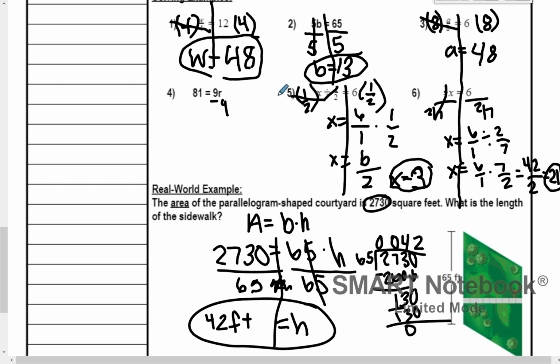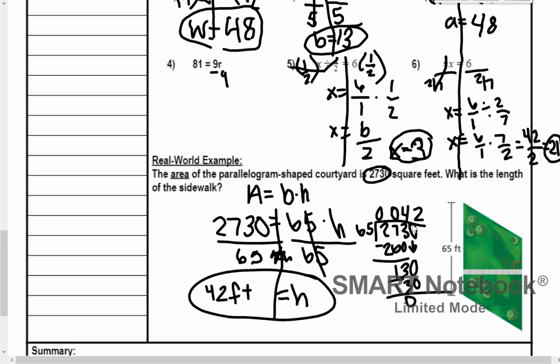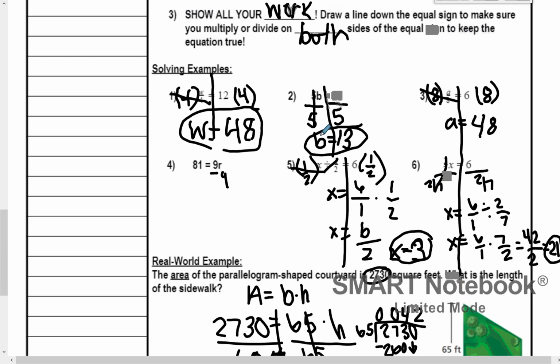Which, making mistakes is good. That's how we learn. All right, so main idea is just that we have to do the opposite of what's in the problem and mentally go through that process while you are doing these equations. Show all your work. That's important too.